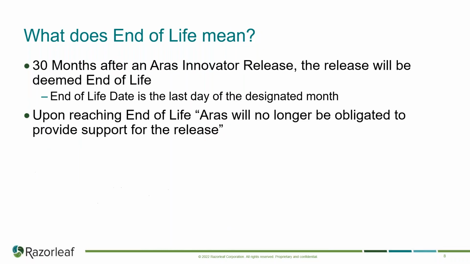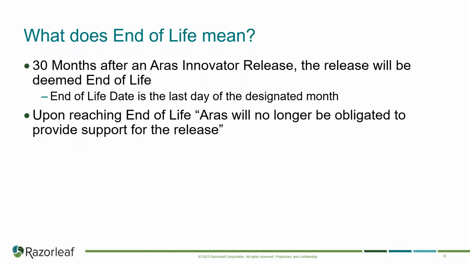So really, what does end of life mean? Officially, they state 30 months after Innovator release, that release is deemed end of life. The date is going to be the last day of that designated month. They have been flexible with this in the past, as some of those end of life dates, they sort of group together. If they are releases that are pretty similar, have the same back-end components, they will be grouped together. But once a release reaches end of life, Aras is no longer obligated to provide support for that release.